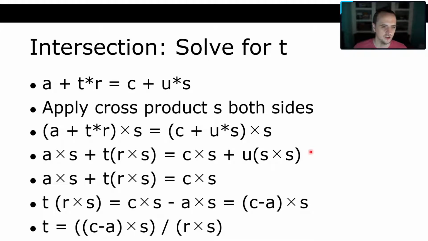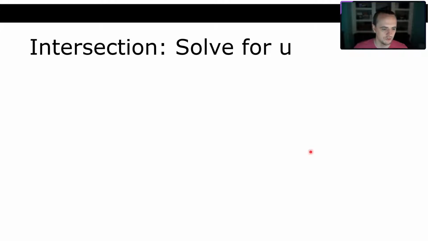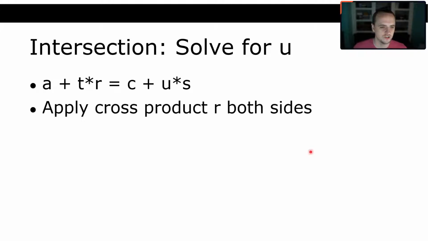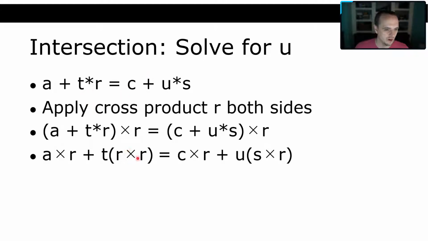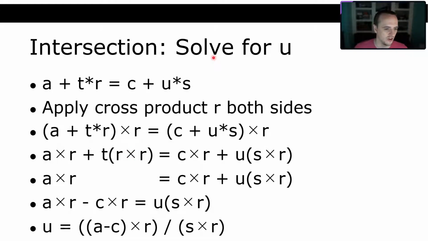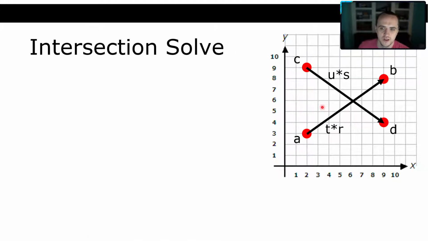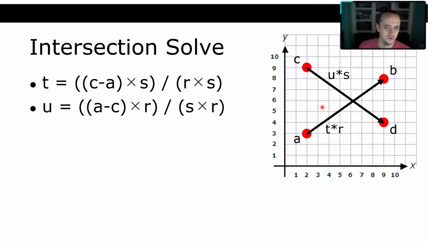Let's do the exact same thing. However, now we're going to solve for u. So I won't take as much time on this one because it's the exact same thing in reverse. There's our original equation. This time, instead of cross-producting by S, we're going to do it with R. So we get the cross product here. We expand it. We've got our 0 term in R × R, which eliminates the t. And then we just move things to the correct side, and we divide by S × R. So we have u is equal to ((A − C) × R) divided by (S × R). All right, so now we have t and u. So t is equal to this, and u is equal to this.